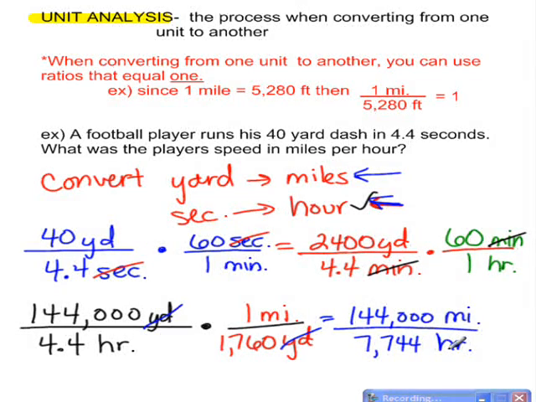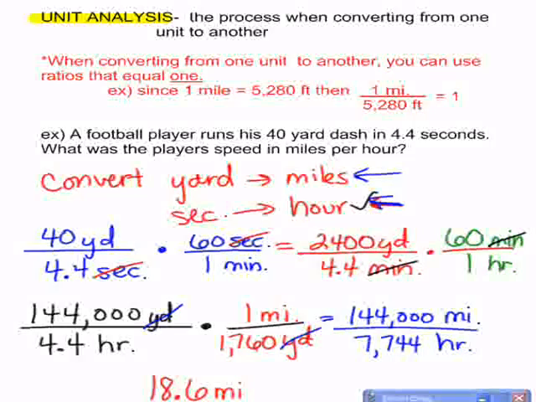So how are we going to simplify these numbers? I hope you say divide, because you are exactly right. We are going to divide 144,000 divided by 7,744. What does that come out to be? 18.6. That is miles per 1 hour. So this guy is running at a speed of 18.6 miles an hour. Rounded up, about 19 miles an hour.